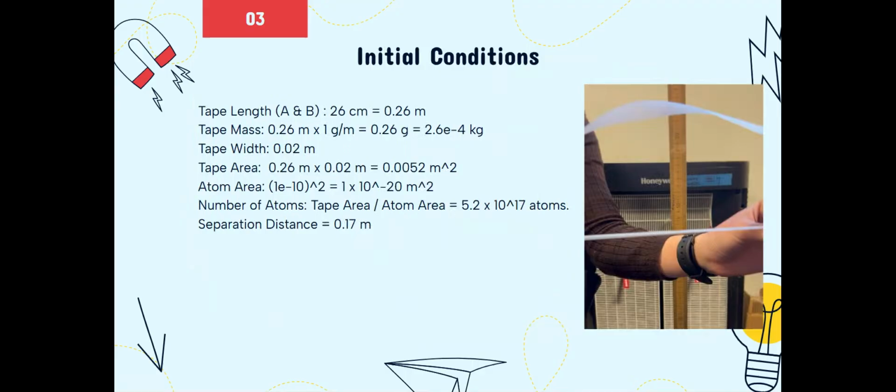So what are the initial conditions that we have? Well, we have the tape length for both A and B, which in our group we found to be 26 centimeters or 0.26 meters. Our tape mass we calculated using the instructions on Canvas, multiplying by 1 gram per meter, and that gave us 2.6 times 10 to the negative 4 kilograms. Our tape width was 0.02 meters. Our tape area was 0.0052 meters squared. Our atom area was just 1 times 10 to the negative 10 squared, and we found the number of atoms by taking the tape area divided by the atom area, which gave us 5.2 times 10 to the 17 atoms. Our separation distance was 0.17 meters. We put all of this into our initial conditions on GlowScript.